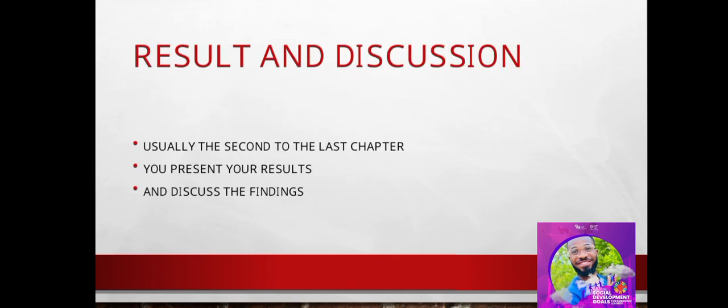The next thing is results and discussion. This is usually the second to the last or the last chapter. You present all your findings in tables and charts, depending on how your school wants it. You have to present everything you found. Then you have to discuss the results.